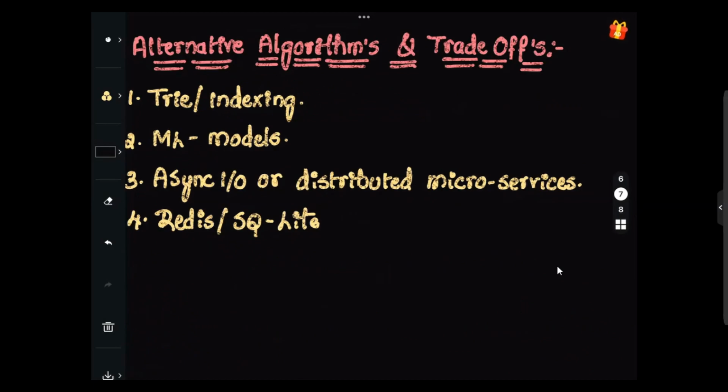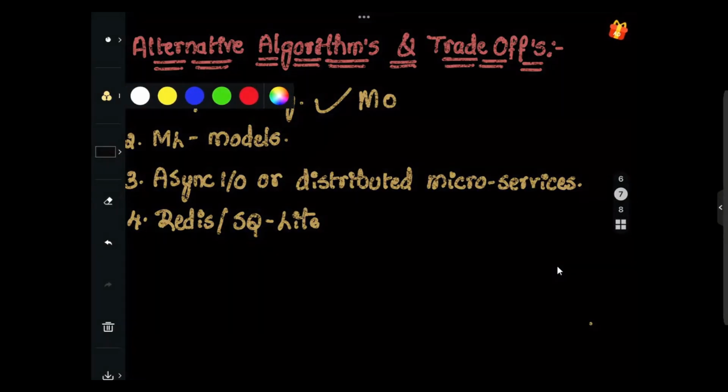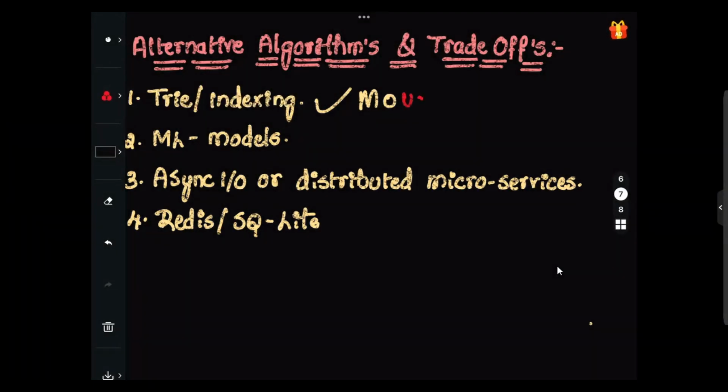Then let's finally move on with the last topic, alternative algorithms and the trade-offs. The first point here: for the movie search, we can go with a trie or index lookup for faster queries. So this is one of the things.